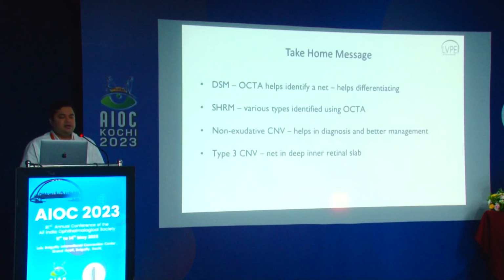Just the take-home message quickly: OCT angio helps differentiate the fluid present in dome-shaped maculopathy, whether it's related to CNV or not. SHRM, of various types, can be identified through the various artifacts on the OCT angio. Non-exudative CNV, OCTA helps us to identify early, diagnose early, and get a better response. And type 3 CNV or the RAP lesion is seen in the deep inner retinal slab. Thank you so much.